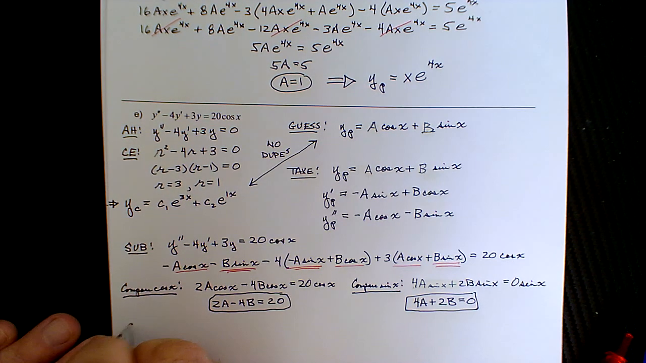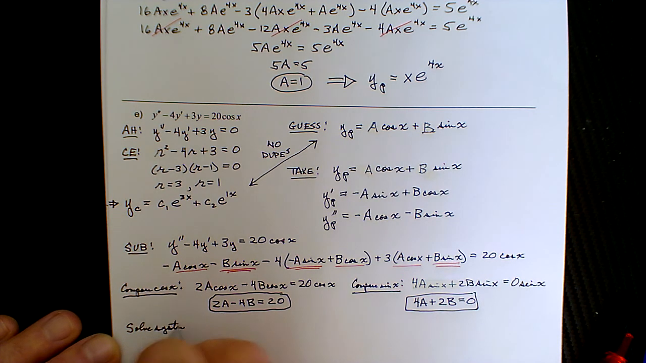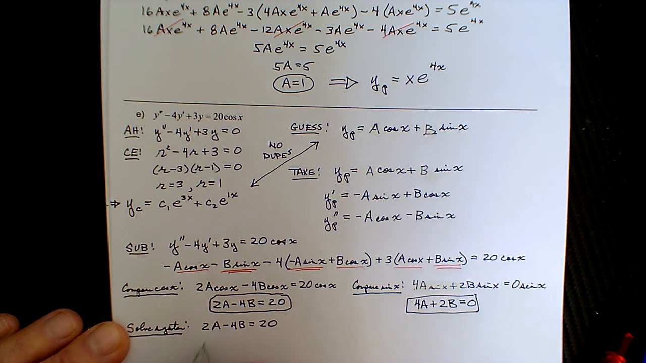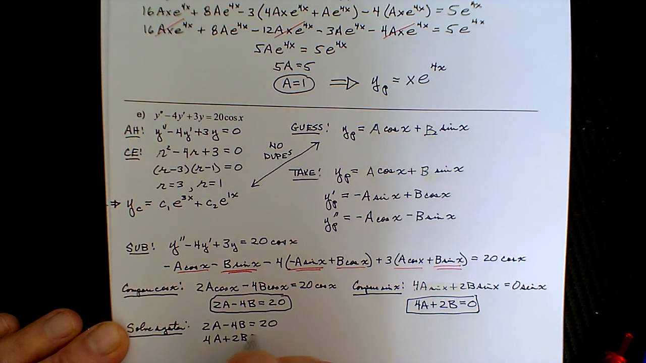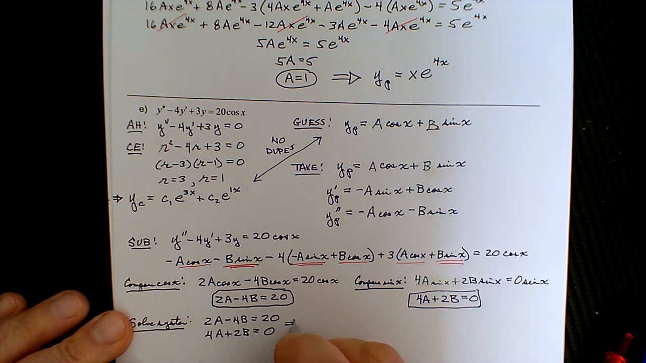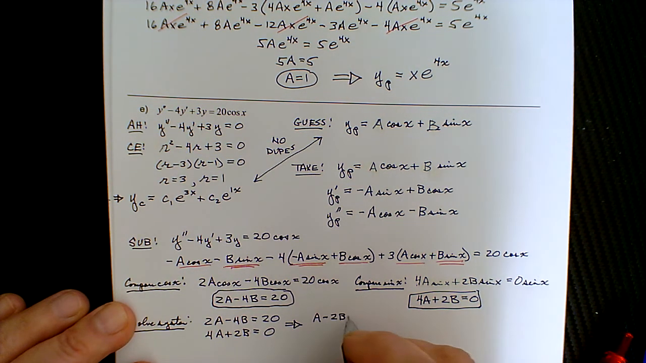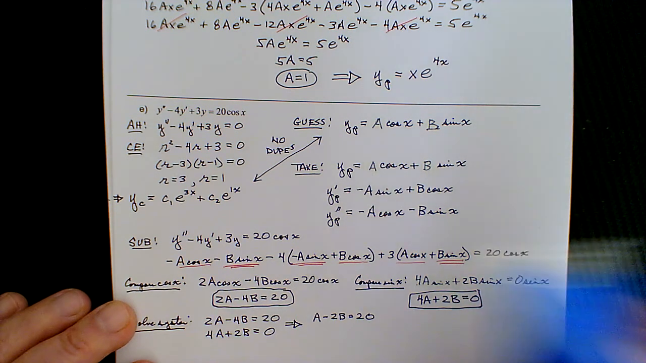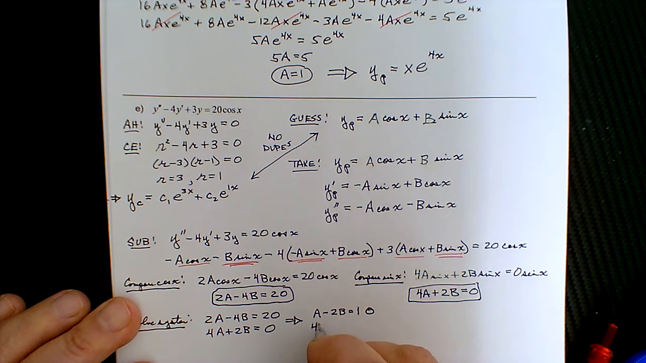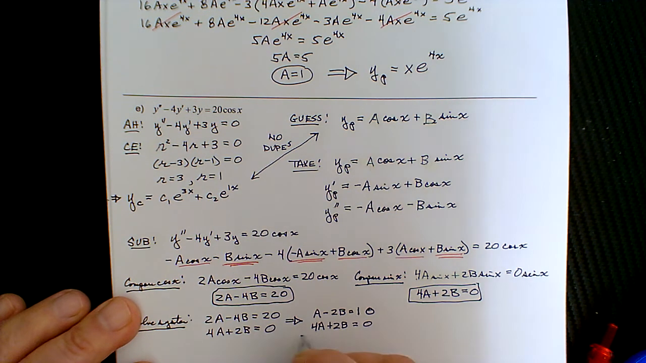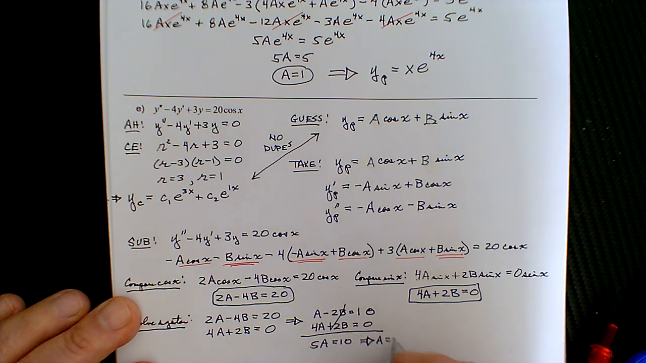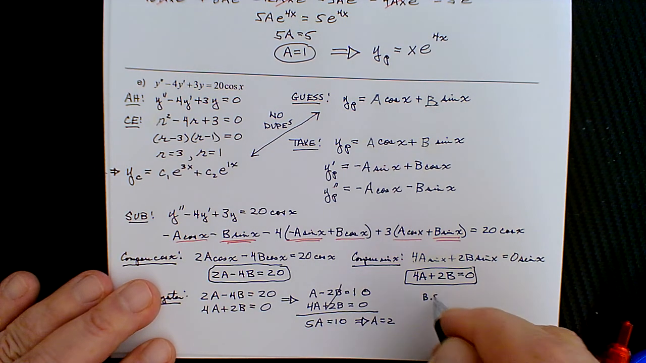Okay, so now we need to solve the system. And so 2a minus 4b is 20, and 4a plus 2b is 0. I'm going to divide everything by 2 here. So a minus 2b is 10. But then actually I'm going to leave that second equation because the b's are now equal but opposite. And so if I add them, I get 5a equals 10. Then a is 2.